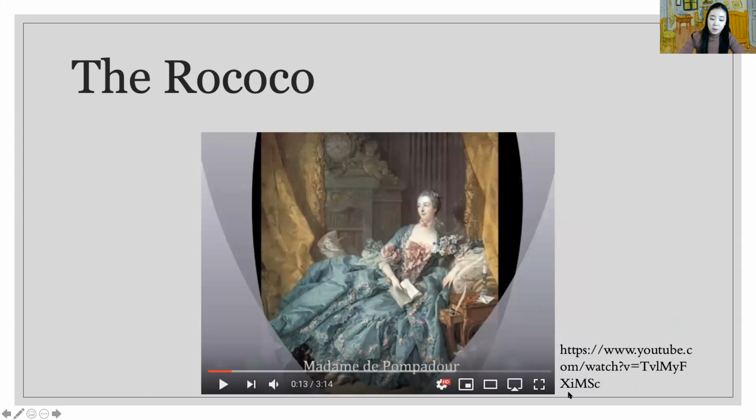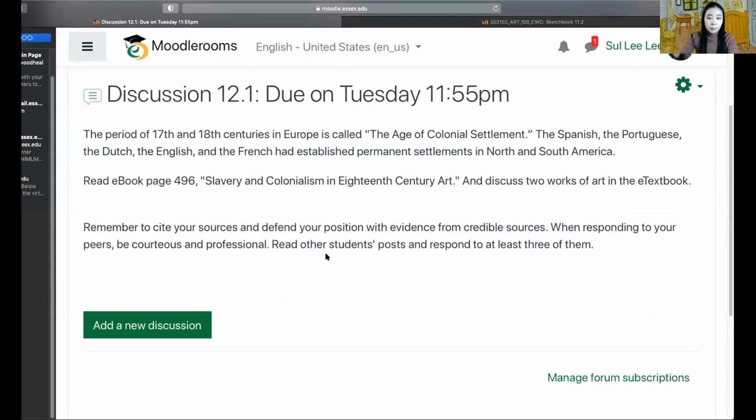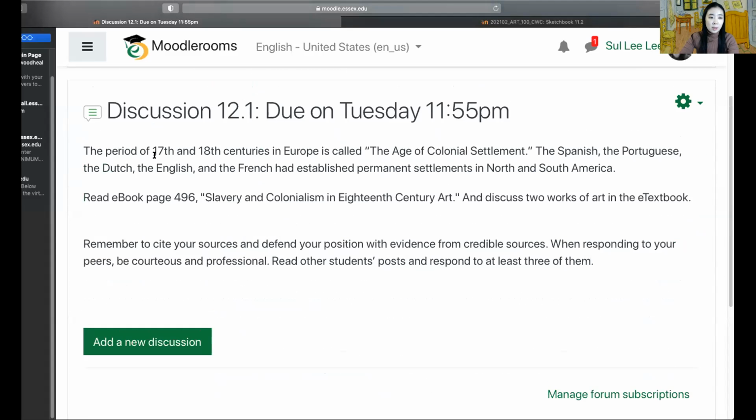There is a video about lovely Rococo art in the model room, so please watch it for your understanding. So I hope you understand the differences of art styles by the art eras through this chapter. And we have a discussion today. Let's go to the model room. So this is today's discussion.